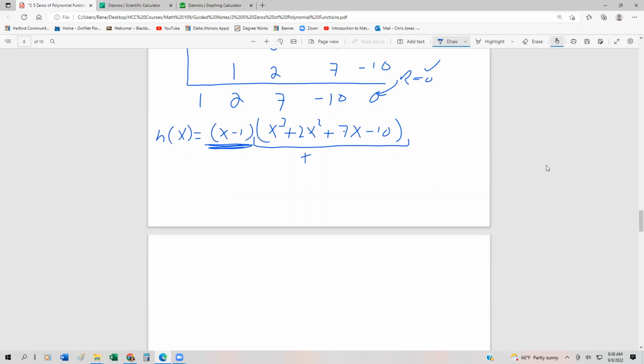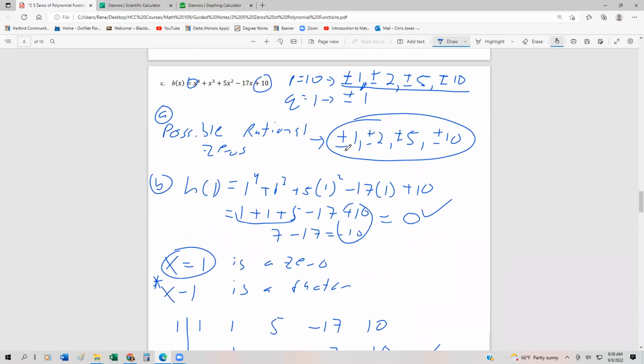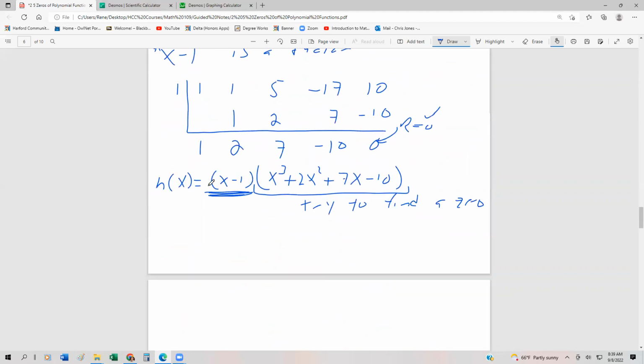Whatever the linear term is, we're done with it. We're done with linear terms because we know the zeros. So let's try to find a zero. And remember, we already know the possible rational zeros from up here. So these should still be the possible rational zeros because if we expanded this, we would get back to the original function. Okay, so let's try something like 2.